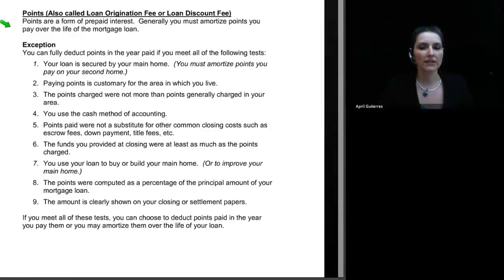Points. Points are never called points on the settlement statement. Points are a word that is used in the tax world. You hear the word points all over the place, and our clients hear points all over the place, and 99% of the time that my clients paid points, they think they didn't, because the settlement statement does not call them points. The settlement statement calls it a loan origination fee or a loan discount fee. I've never read a settlement statement that said points.